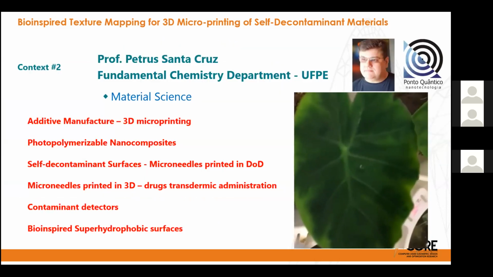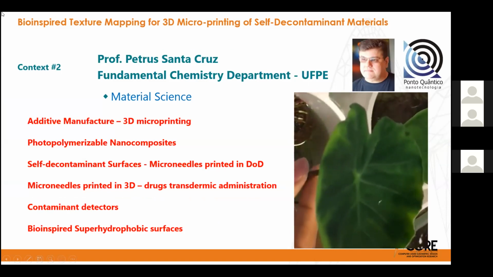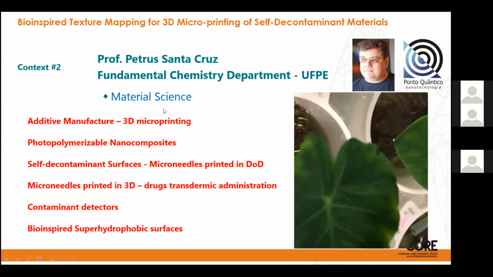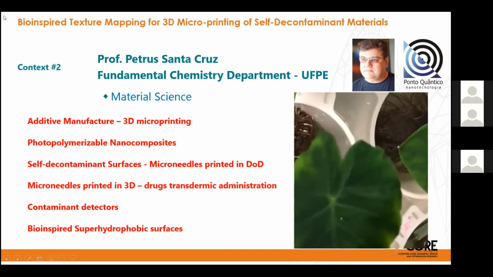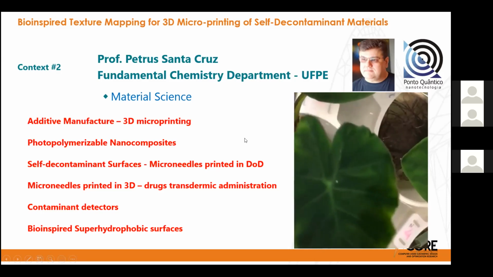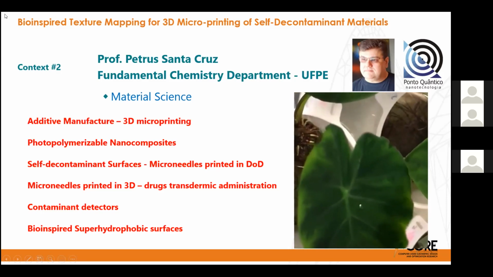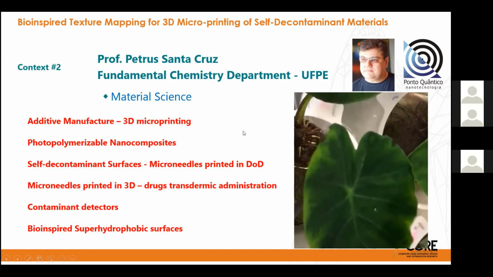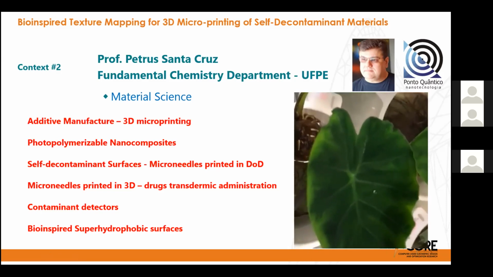So the context number two is about Professor Petrus Santa Cruz. Professor Santa Cruz is a chemist who works in the area of material science, and he has a lot of fronts in research. He has a lot of contributions, a lot of patents. He's a very active scientist. He has a paper that has like 1,200 citations. So he's very active, and he works with all these areas and many more.